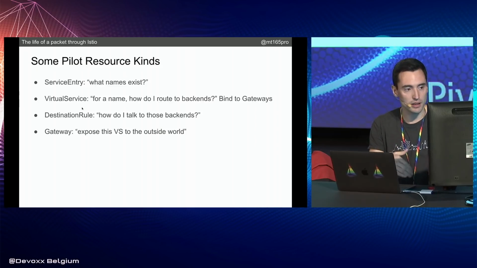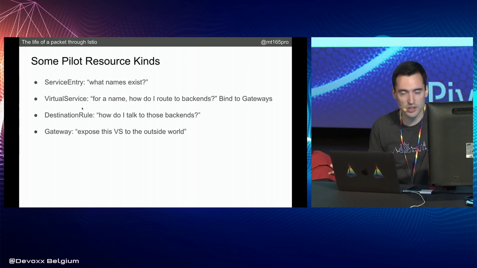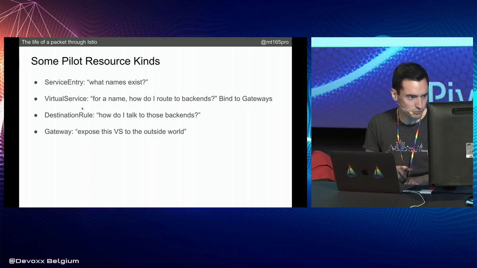It says, given that host, that authority, what else do I need to look at to pick the backend? So the simple version is that's just a path. That's just path-based routing. And these things bind to gateways, so we'll come back to that.